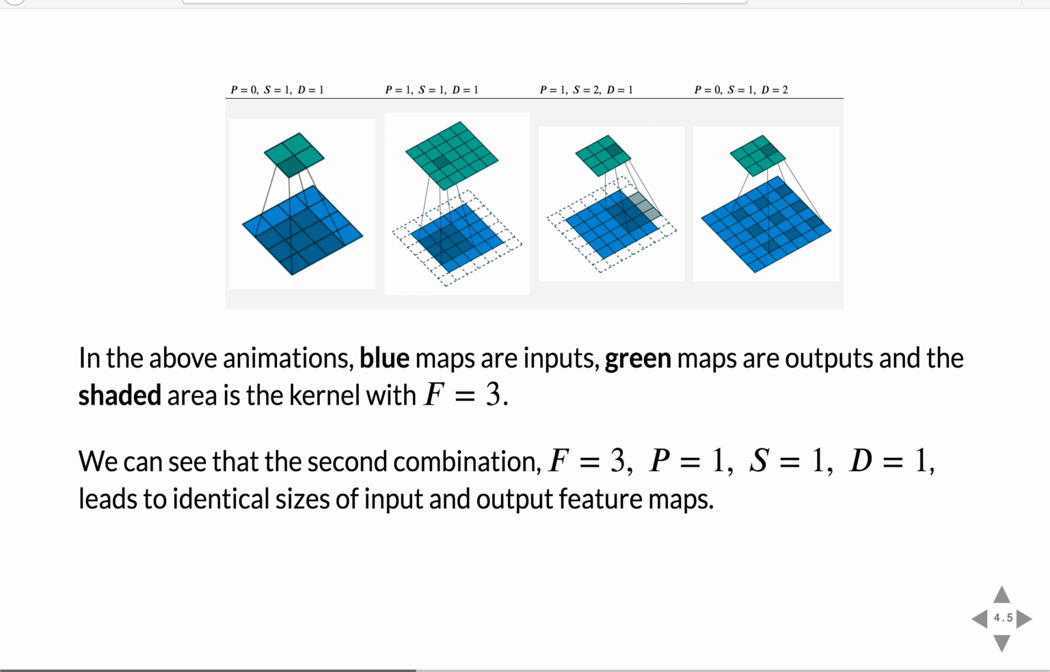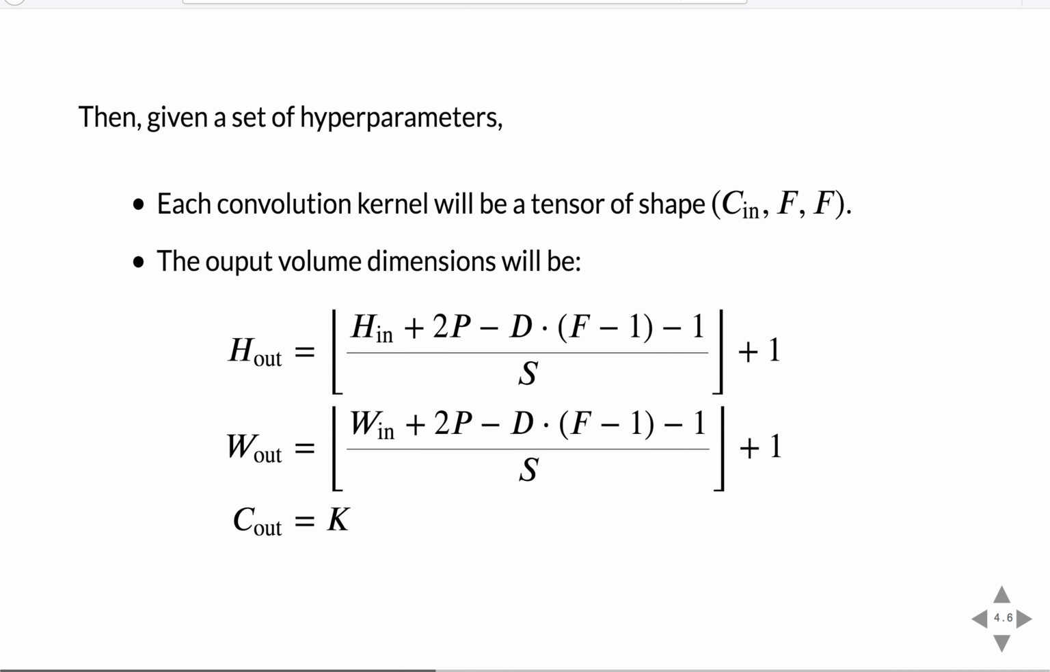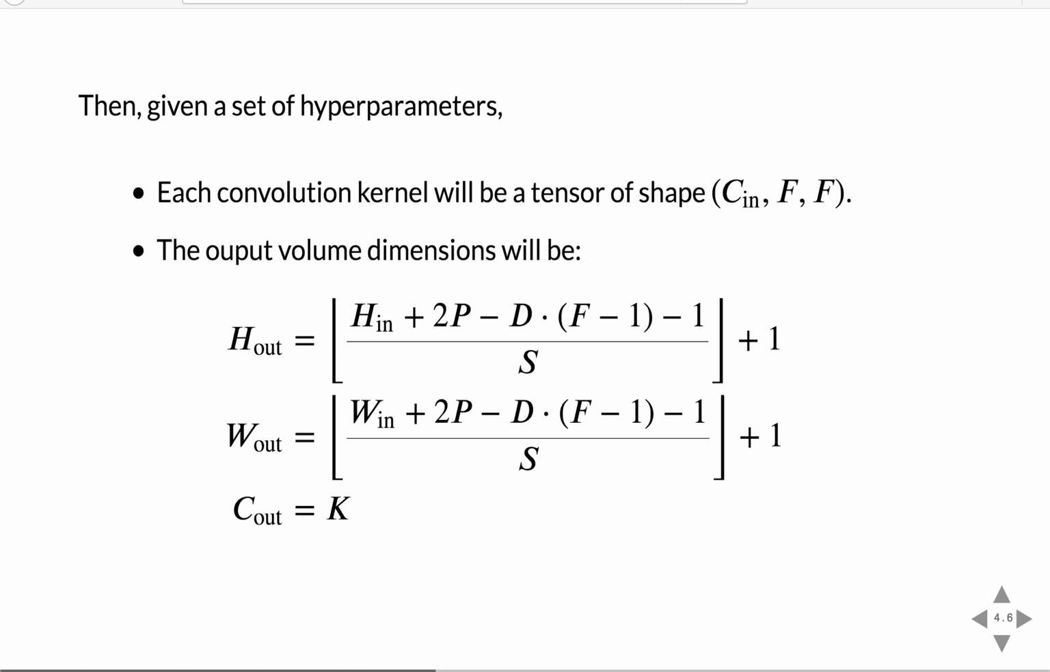Okay, so importantly, there are combinations that you can use of filter size, padding, and stride that preserve dimensions. So there are specific combinations that allow you to preserve, and other combinations allow you to shrink your dimensions. Okay, so briefly, if you have a set of hyperparameters, then your output will have dimensions that are specified by the hyperparameters.